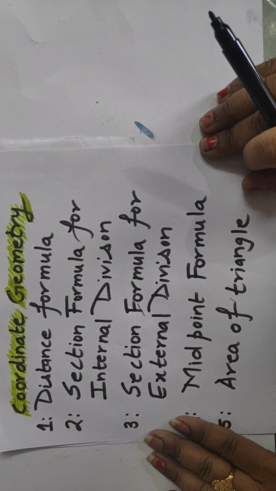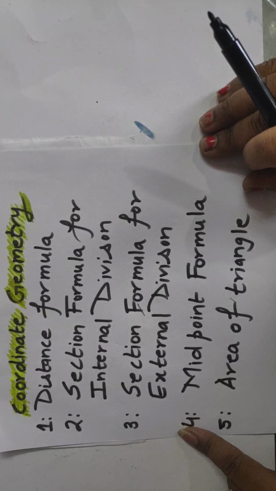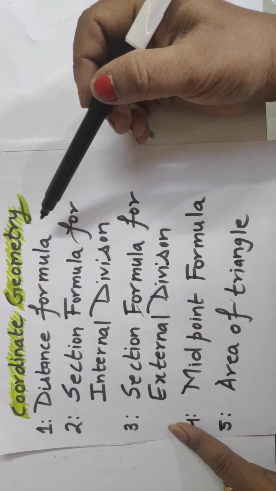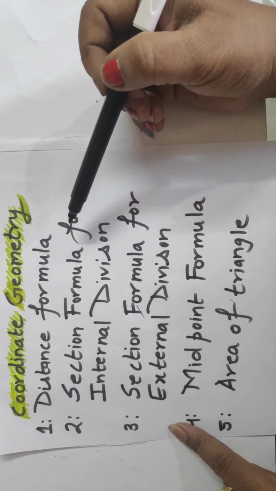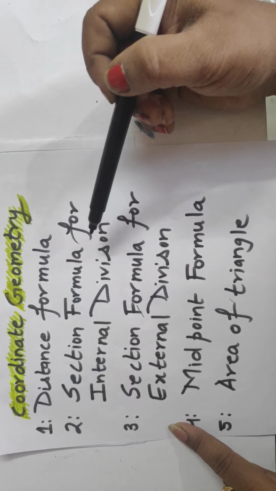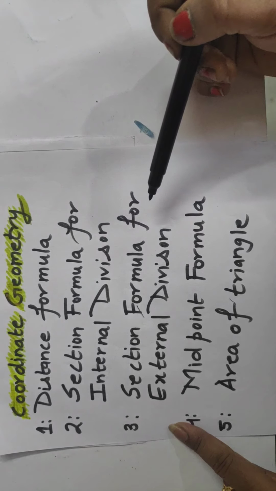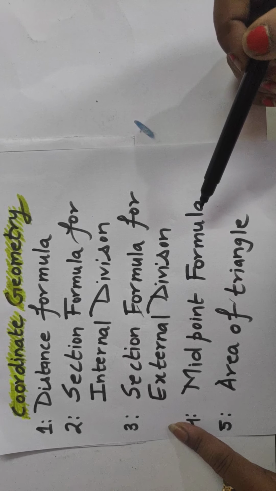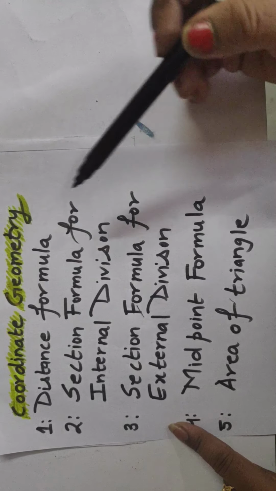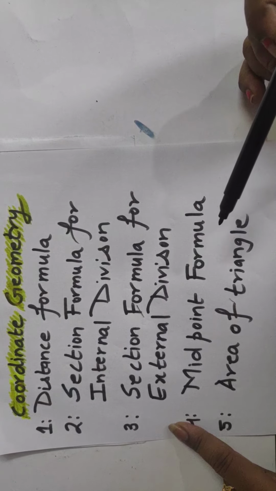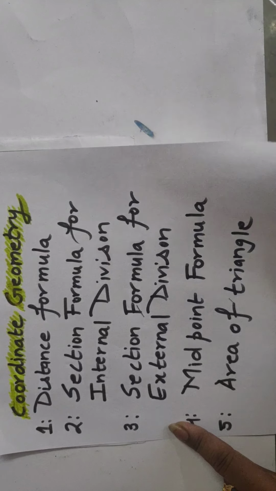So in this chapter of class 10th, we are going to include 5 things. The very first is the distance formula. Number 2 is the section formula for internal division. Number 3 is the section formula for external division, then the midpoint formula, and the area of a triangle. So these are the 5 topics that we are going to cover in this chapter.